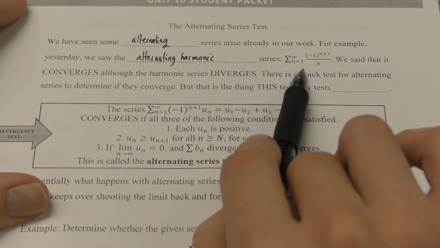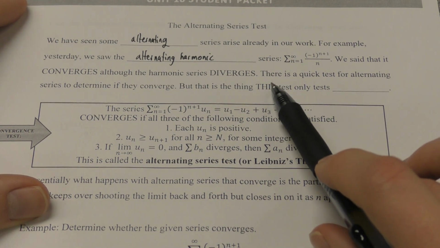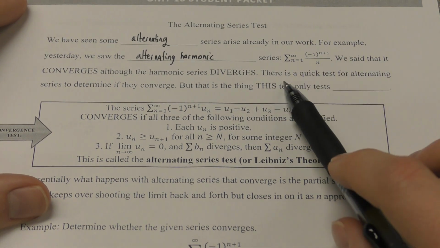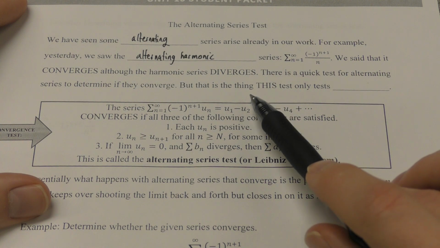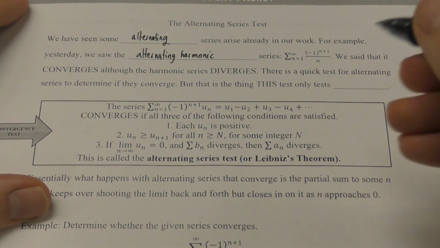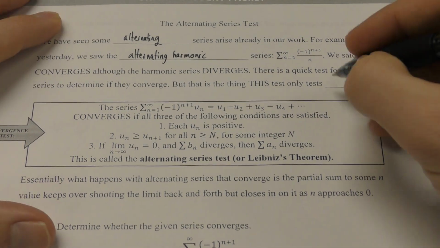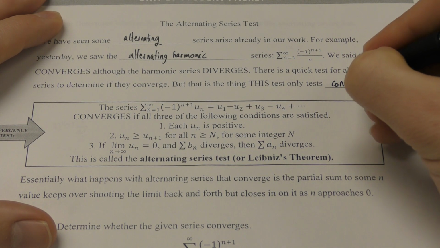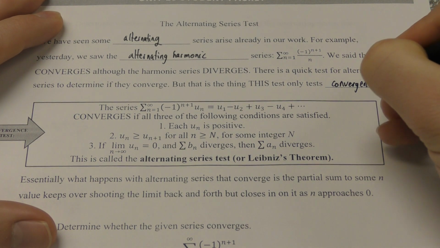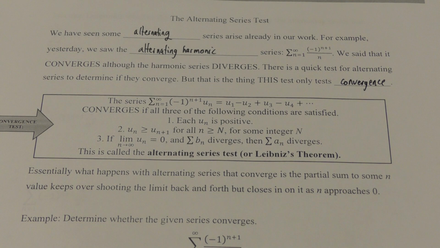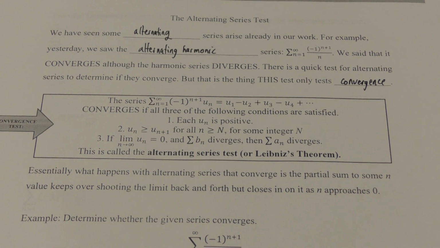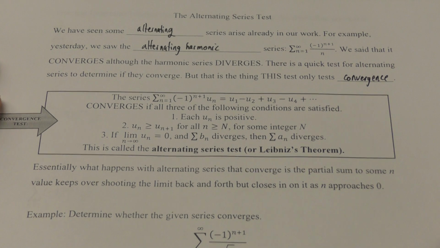Today we're going to talk about this alternating series, talk about convergence. There is, for these alternating series, a quick test to determine if they converge. But that's the thing here. This test only tests convergence. So in that sort of, unfortunately, nebulous kind of holding things in your mind for series, the alternating series test only tells us if an alternating series converges. Okay? And here's what the alternating series test says, though, because it's relatively simple.